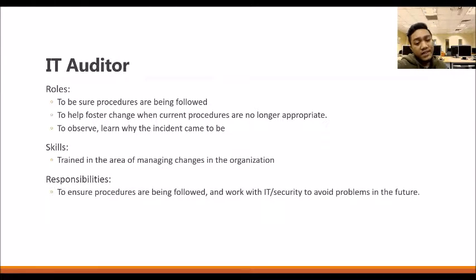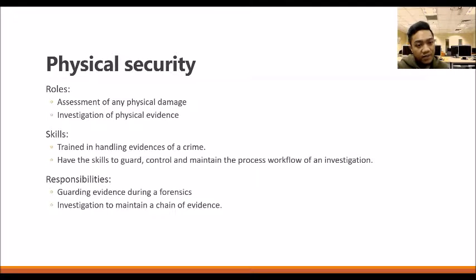They must be trained in the area of managing changes in the organization, and they have the responsibility to ensure procedures are being followed and work with IT security to avoid problems in the future. Next, we have physical security in the CSIRT team.